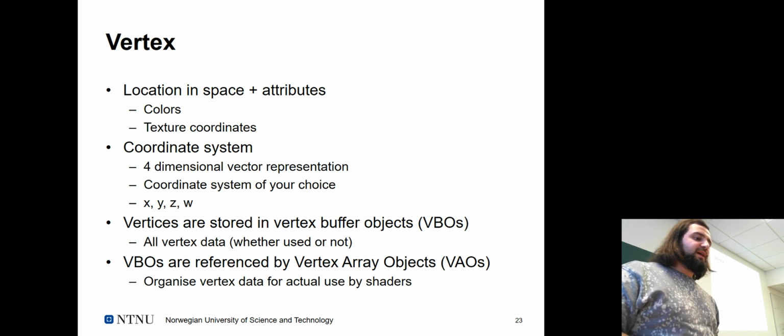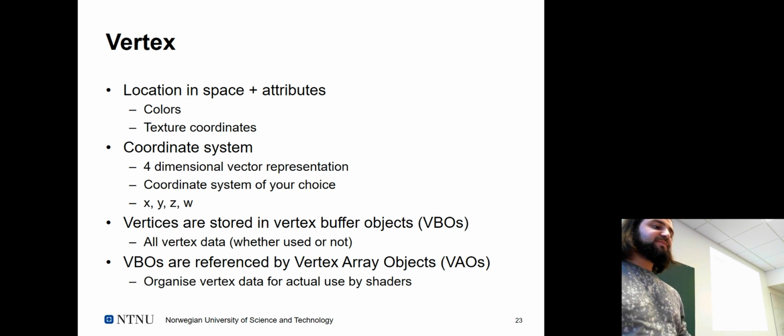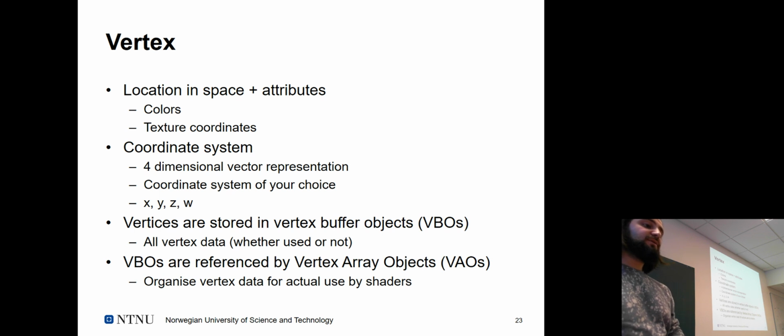Well, a vertex is just a location in space, a 3D coordinate that can have some attributes like color or texture coordinates. A texture coordinate is a coordinate within some particular texture. It's given in a 4-dimensional vector representation, by 4 coordinates: x, y, z, w.